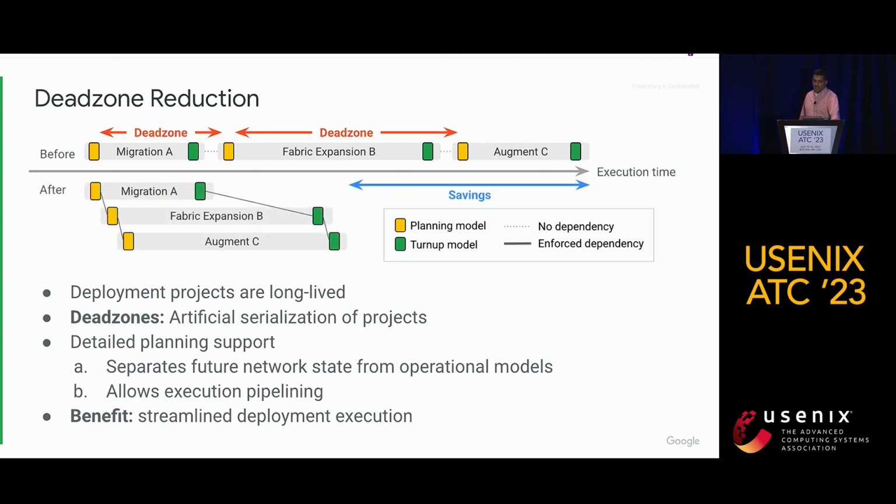The detailed planning capabilities of TopoPlan essentially allowed us to decouple future network state from the current live models we use to operate the serving network, and essentially allows arbitrary stacking and pipelining of future projects. In practice, the capabilities effectively streamline the execution of our deployments, saving us weeks or months at our data centers.